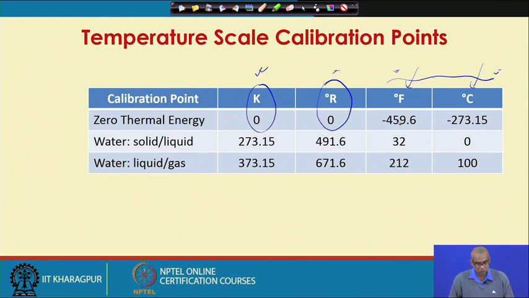Similarly, for liquid and gas equilibrium of water, which is boiling conditions, in the Celsius scale it is 100 degree Celsius, in the Fahrenheit scale it is 212, and Rankine and Kelvin can be found by adding 273.15 or 459.6.